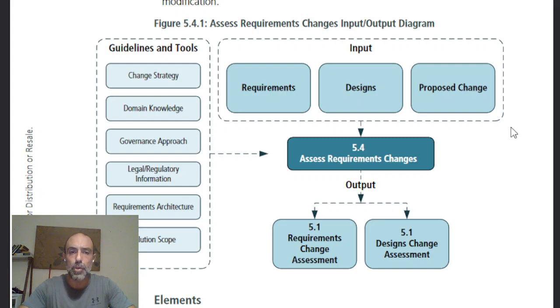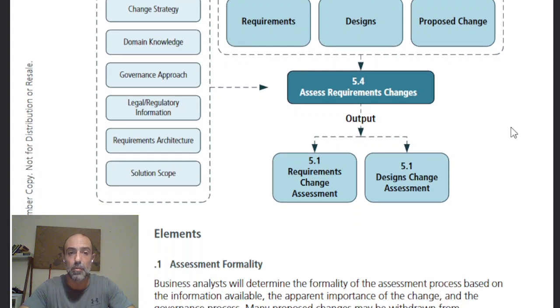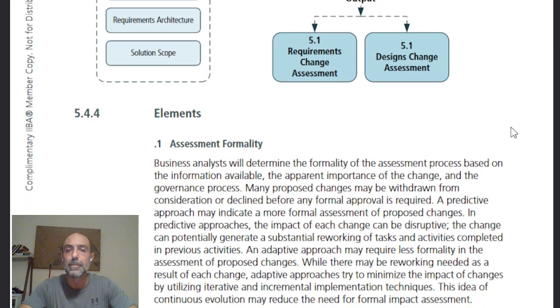And what are the tools? Change strategy, domain knowledge, governance approach, legal regulation information, requirements, architecture, solution scope. Practically similar to the prioritized requirements part, because you have to go through all of these and see if we're doing something out of what we planned, and if that has to be reviewed, because then you have to go through the documentation from A to Z.